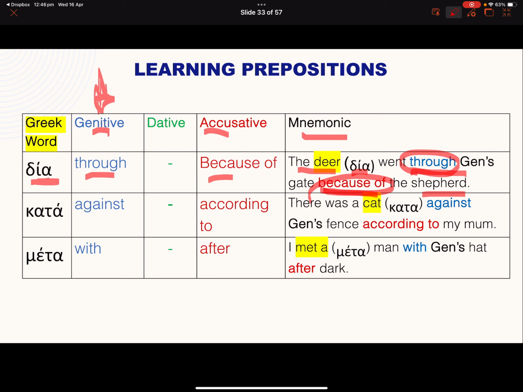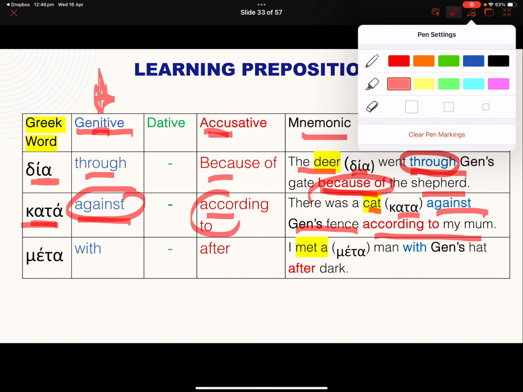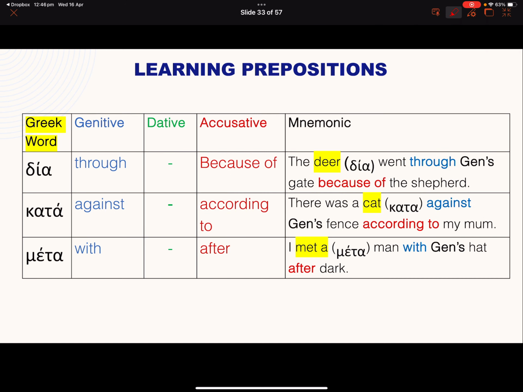Here's another example. Kata. Kata can mean against or it can mean according to. So here's a little sentence. There was a cat, which sounds a bit like kata, against Jen's fence, according to my mum. So against and according to. I'm trying to memorize that when kata is followed by a genitive, it means against. When kata is followed by an accusative, it means according to. There was a cat against Jen's fence, according to my mum.